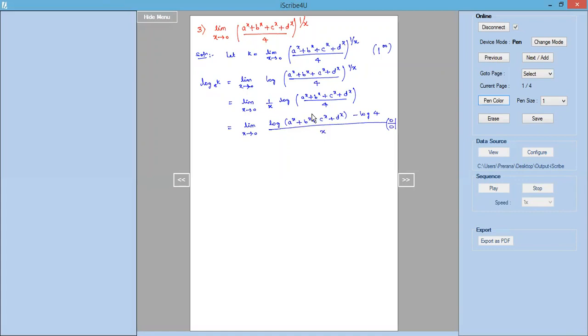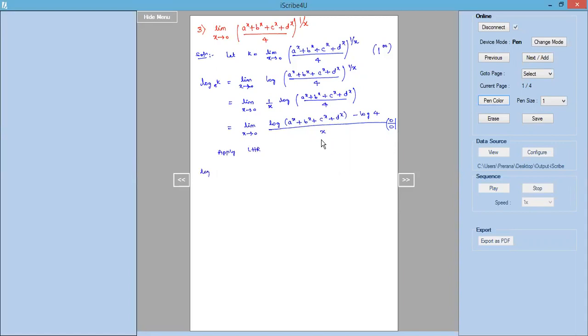We can just verify that. So we have a power 0, b power 0, c power 0 and d power 0, all are value 1. So log 4 minus log 4 is 0 divided by, as x tends to 0, denominator is 0. So 0 by 0 form. So we can apply L'Hopital rule.